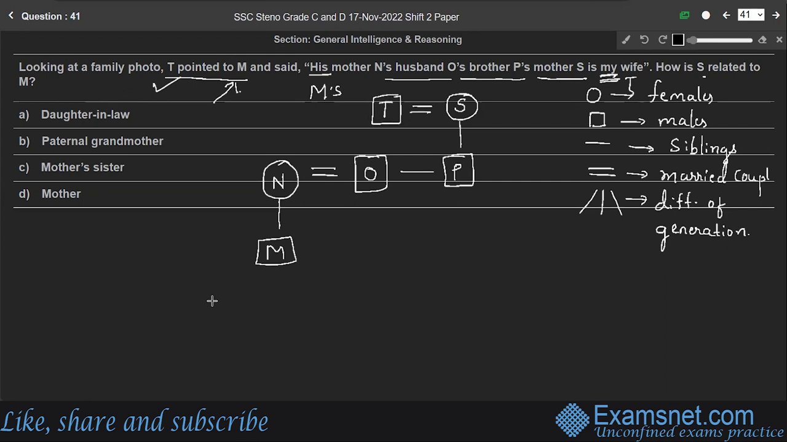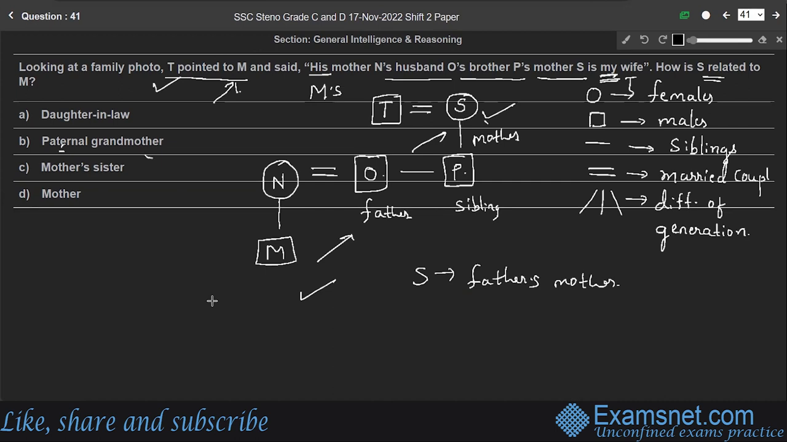Question is, how is S related to M? S and M relation. So, S is related to M as, for M, S becomes father's mother. O is father of M. O and P are siblings. Their mother is S. O's mother is S. So, for M, S becomes father's mother. In other words, paternal grandmother, option B.